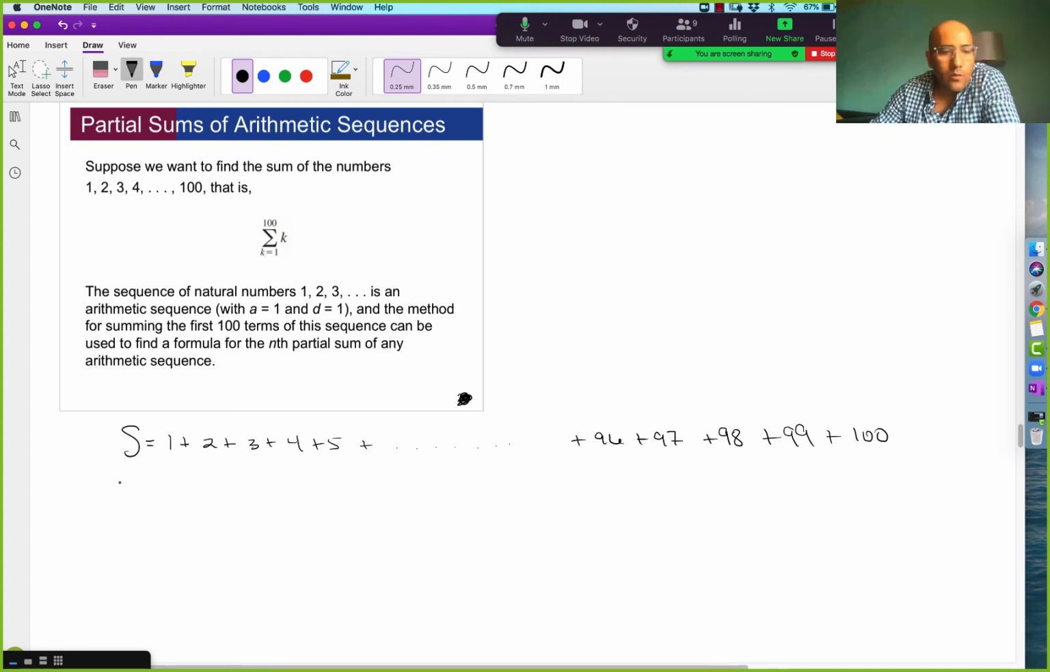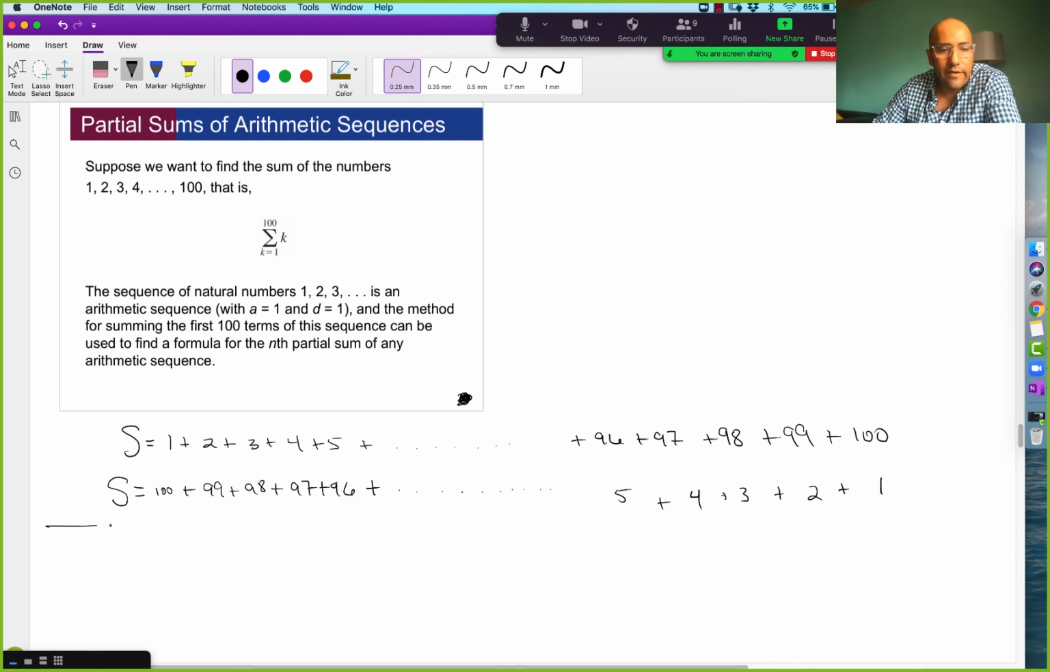Okay, how about if we also consider s written backwards? 100 plus 99 plus 98 plus 97 plus 96 plus, and so on. Going backwards, the last one would be a 1, right before that would be a 2, right before that a 3, then a 4, then a 5, and so on and so forth. There would be 100 numbers there and 100 numbers here, because they're just written in reverse.